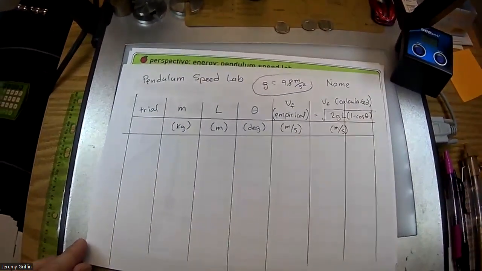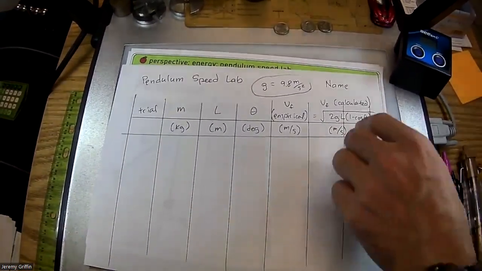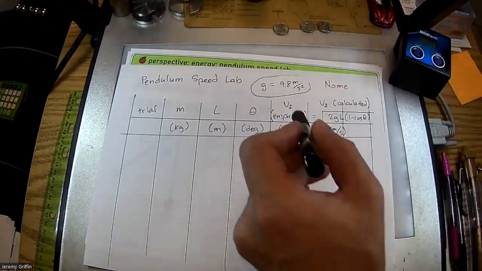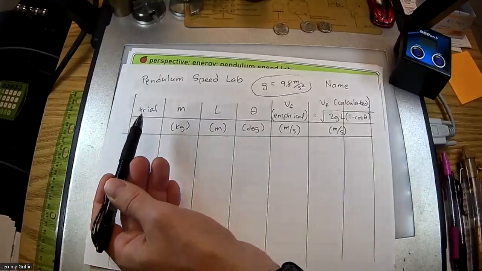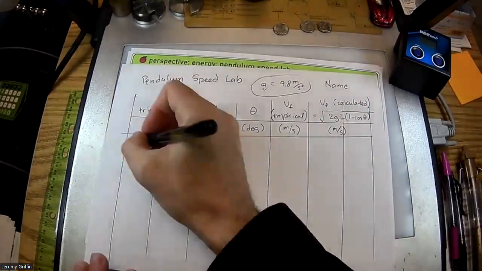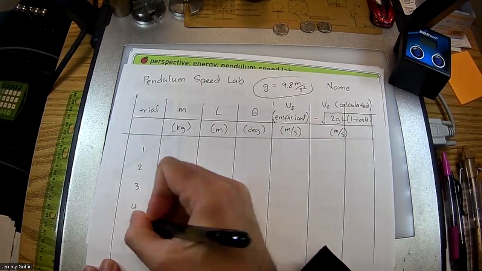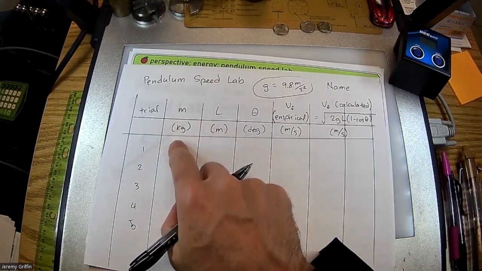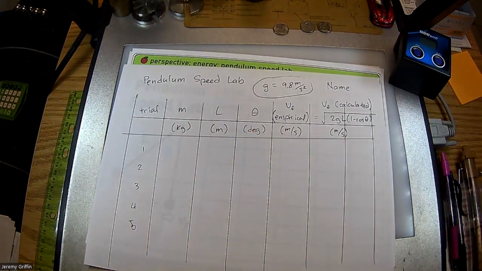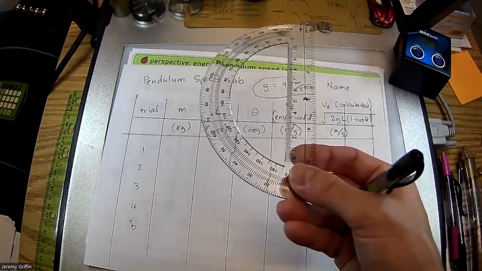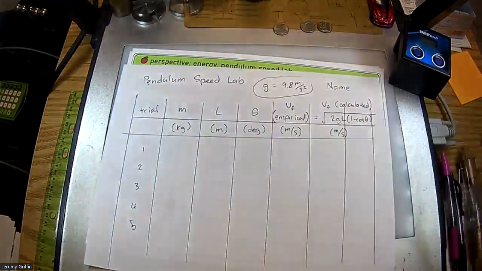Right, you guys got that table? So you've got the title, pendulum speed lab, and you wrote your name. Pick a value for gravity, either 9.8 or 10 meters per second squared. You've got trials 1, 2, 3, 4, 5. You keep track of the mass of the bob, the length of the pendulum, and the starting angle from the vertical. You all have protractors on your desk, so you can lift the pendulum to some angle, say 30 degrees.